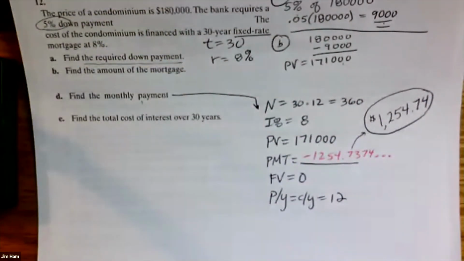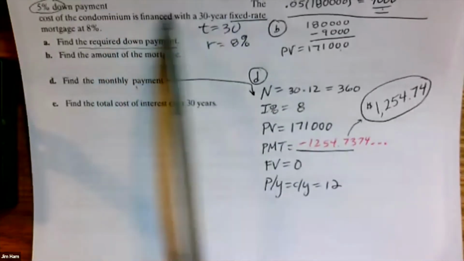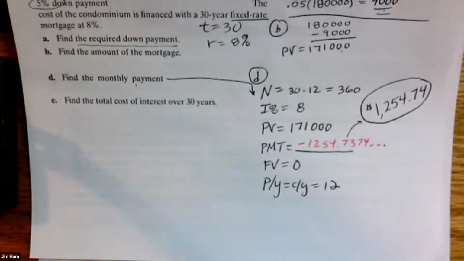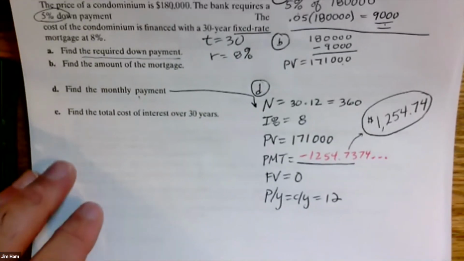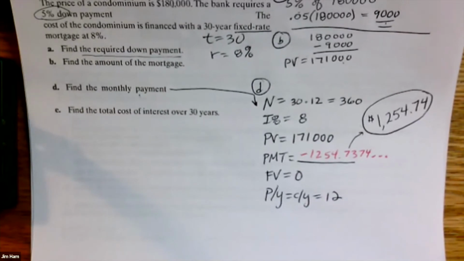That's the part D. Yeah, I know there's no part C, but it was because I took it out. I also took out a blurb here that referred to C. Anyways, it was if you had to pay points, and I just decided we're not going to deal with that because most of the loans that you get these days do not require points.